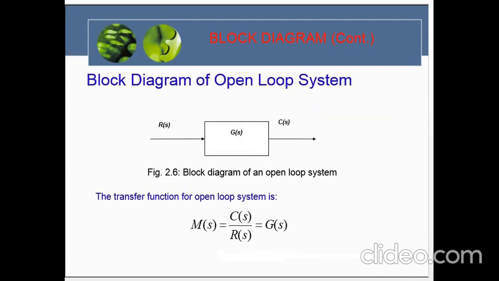Block diagram of an open loop system, that is figure 2.6. You see there is R(s), the input, G(s), the transfer function, and C(s), the output. The transfer function for an open loop system based on this block diagram is M(s) equal to C(s) per R(s) equal to G(s). This is the transfer function for an open loop system.